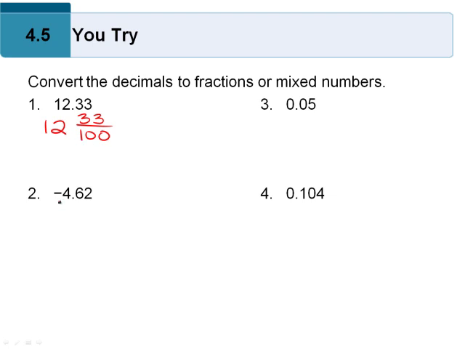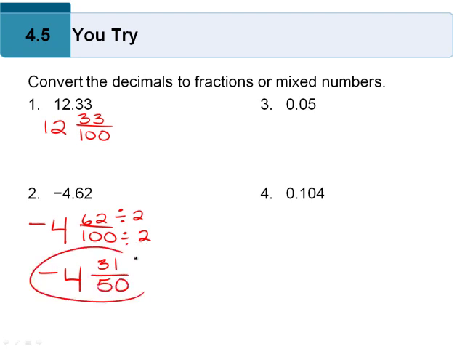Number 2, -4.62, keep the -4, and then we're going to put 62 over 100 because the 62 has 2 digits. Now, 62 and 100 are both even, so I can divide those by 2 to reduce. So keep -4, and let's see, that would be 31 on top, and 100 divided by 2 is 50. So that would be your mixed number there.